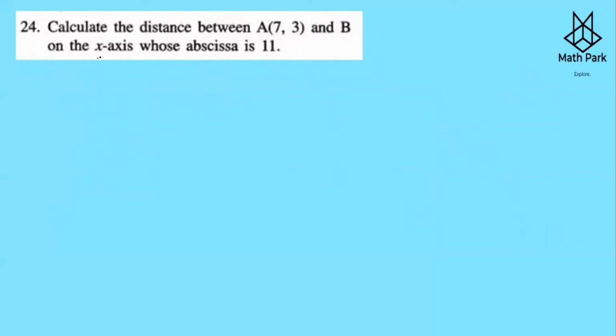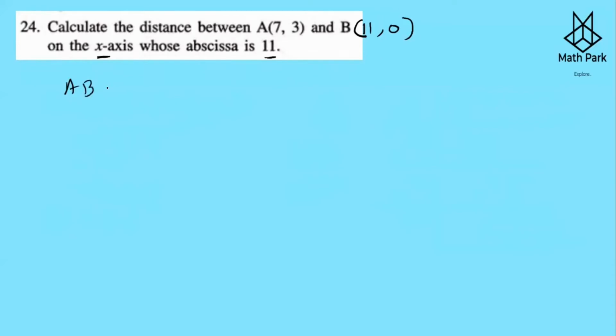Now let us move on to question number 23. B is on the x-axis and its abscissa is 11. So the coordinates of B are going to be, abscissa is 11, and if it is on the x-axis, the y coordinate is going to be 0. Okay, and we have to find the distance between these 2 points.